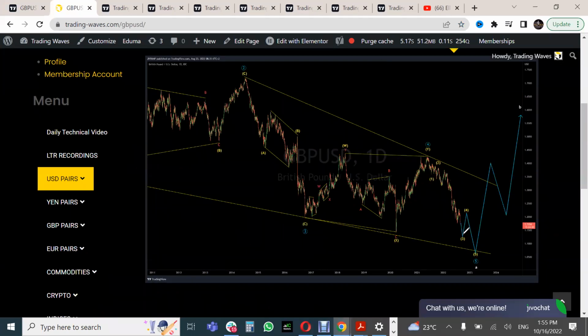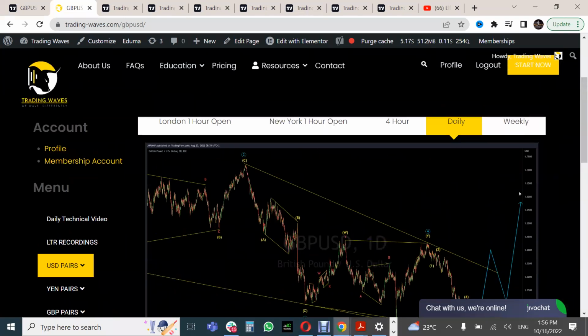Pound is currently dropping here. We are expecting this. We are expecting this on pound. We're expecting this to continue and pull back and push to the downside. But where does this all come from? It comes from this weekly chart. Have a look at this weekly chart here.